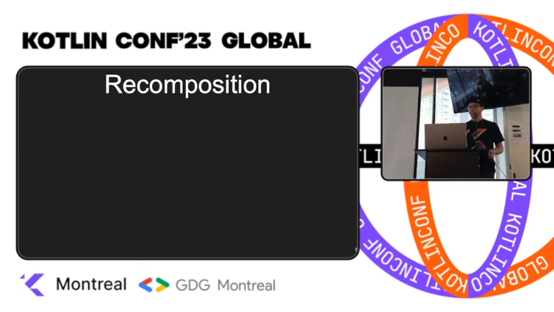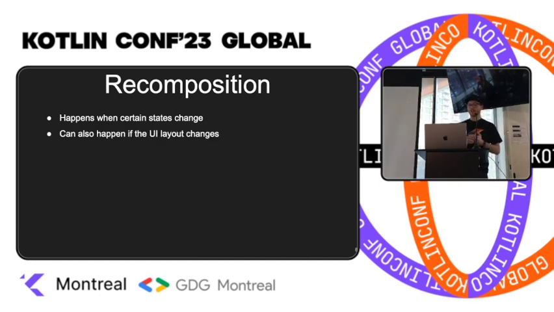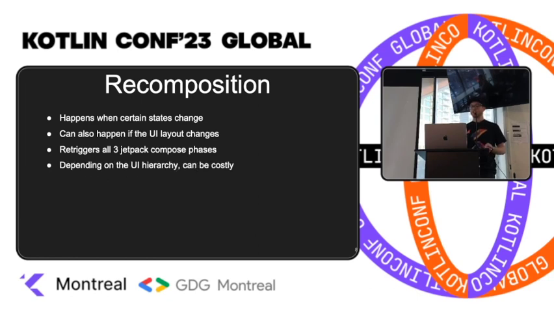Recomposition happens when certain states change. It can also happen if the UI layout changes. Like if you add a child to a parent, recomposition will occur for that node. Recomposition retriggers all three Jetpack Compose phases. And depending on the UI hierarchy, that can be costly.